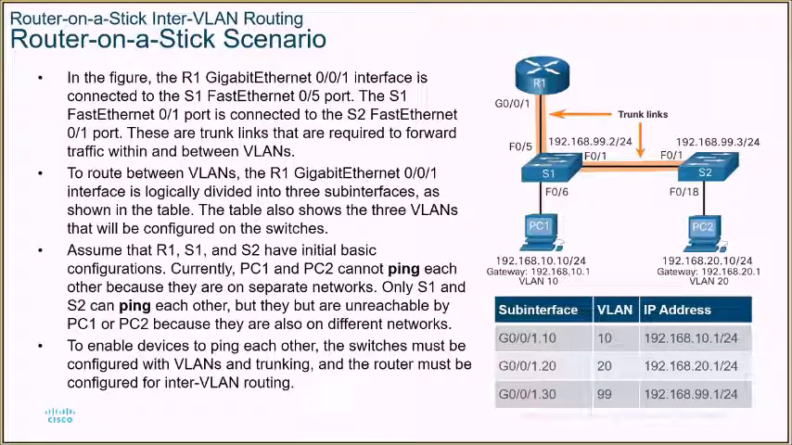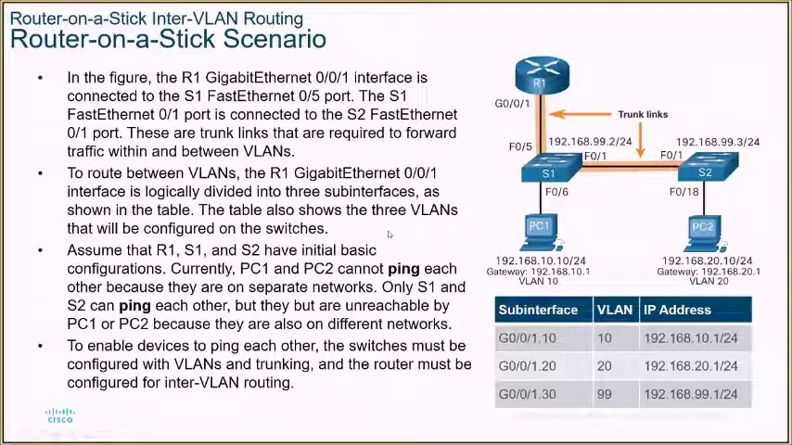So, specifically about router on a stick, basically, as you can see here, we have multiple switches, switch 1 and switch 2. And we have multiple VLANs on those switches as well. So to join the switches together, there's a trunk link, and there's another trunk link that joins the router to the switch.